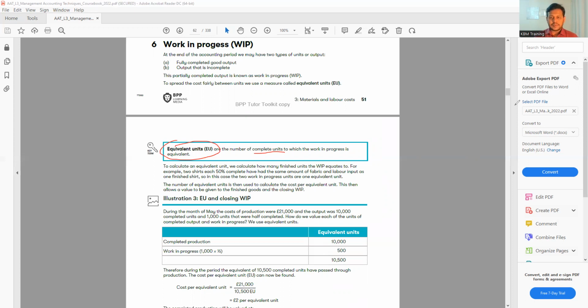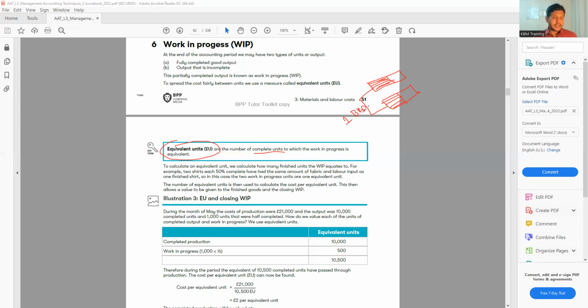For example, let's say we make a bread. For example, this is a bread, and this is let's say 50% complete. And we have another bread. This is also 50% complete. So if I have two breads and both are 50% complete, can I say it is equal to one bread, one complete bread?